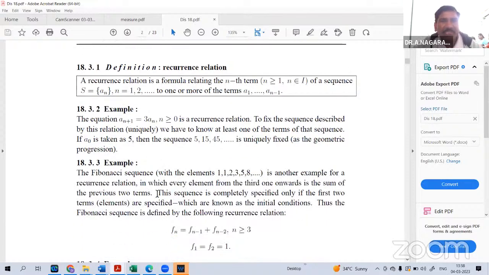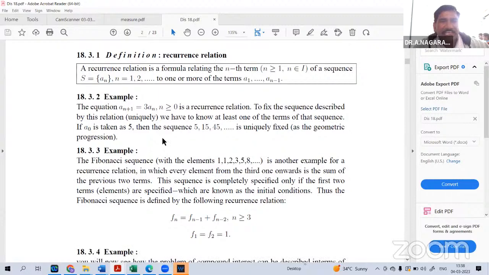So just now I gave examples I am taking. Definition, sometimes you will be asked: a recurrence relation is a formula related to the nth term, n greater than or equal to 1, of the sequence {an}, n equal to 1 and so on, in terms of one or more of the terms a1 so on to an minus 1. The equation an plus 1 equal to 3 times an, and n greater than or equal to 0, is a recurrence relation.